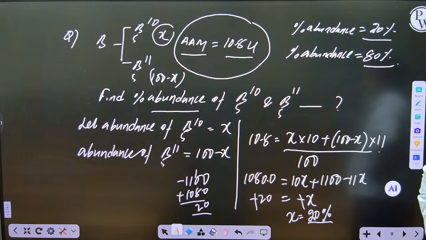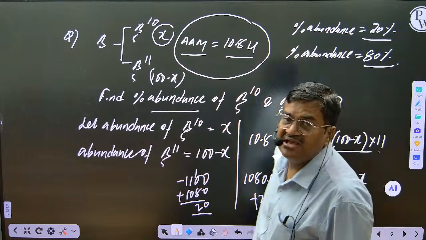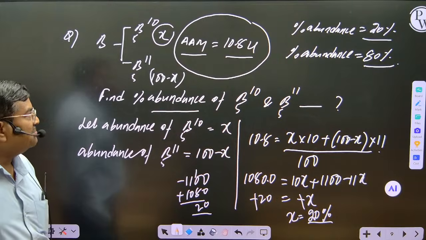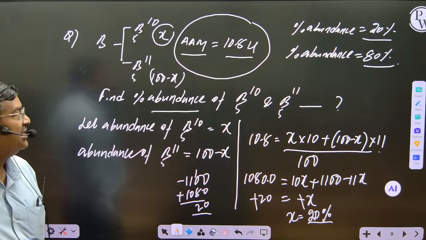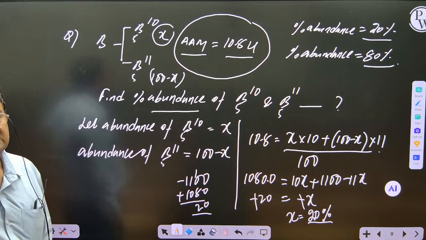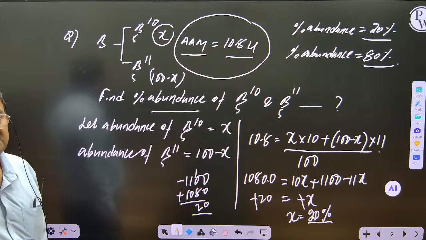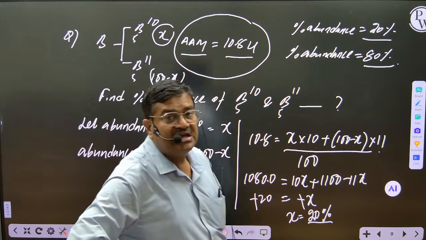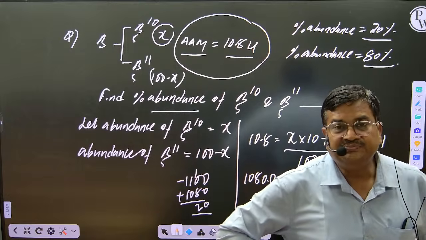Simple, understood? This type of questions we get in JEE Mains as well as numerical problems, and in the NEET we get abundance. By giving abundance and percentage abundance and atomic mass, they can give average atomic mass, or by giving average atomic mass they can ask you to find abundance.